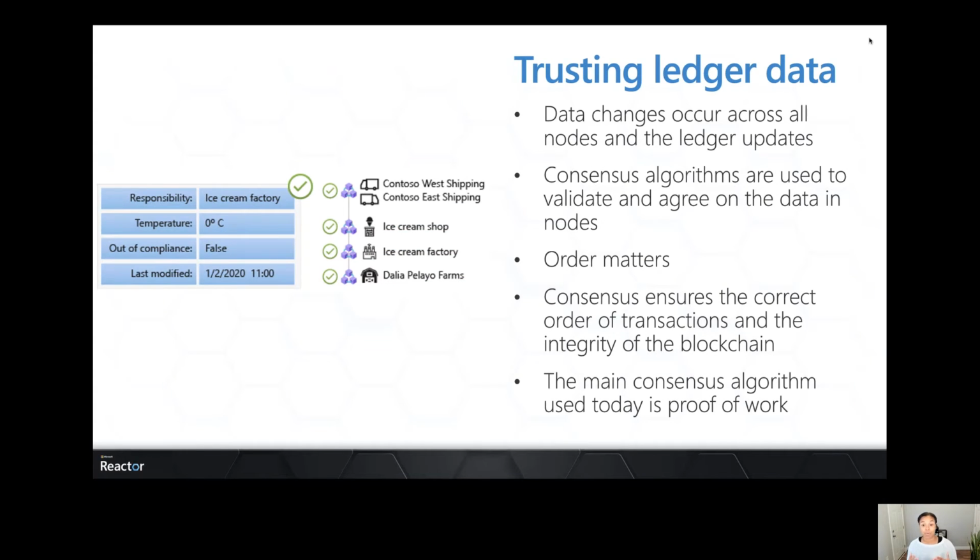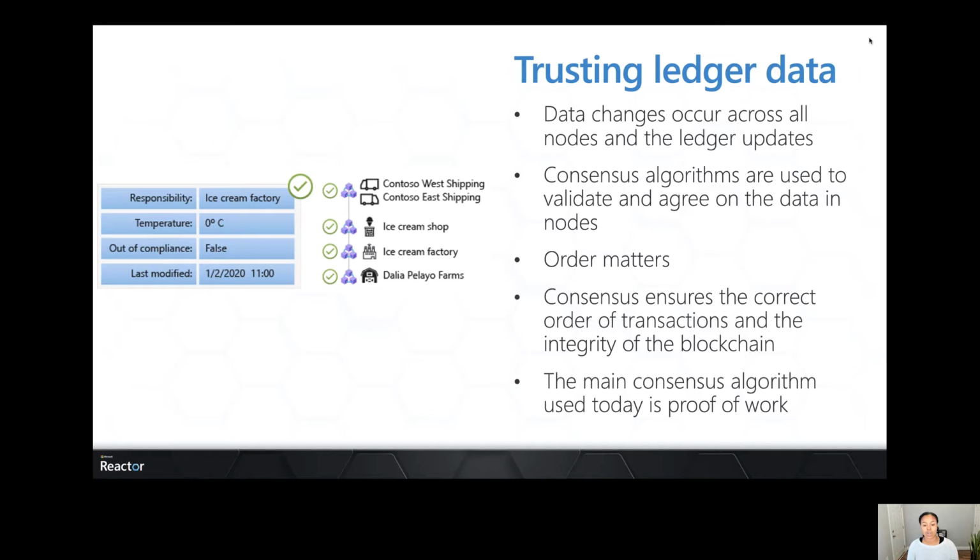In a distributed network, it's difficult to determine what is true because data changes must occur across all nodes. What happens if the ice cream factory node doesn't get a shipping transaction? How would they know if the milk has been shipped from the farm? What if the shipping company's refrigeration truck fails and the milk spoils? Could the shipping company modify their ledger to avoid responsibility?